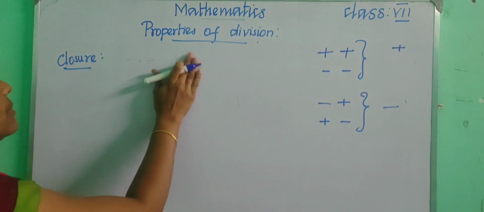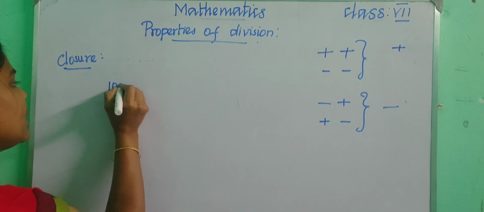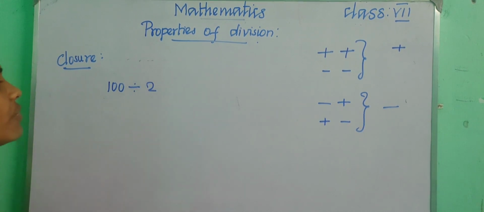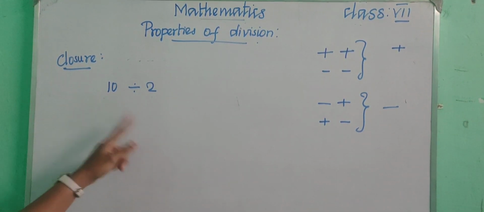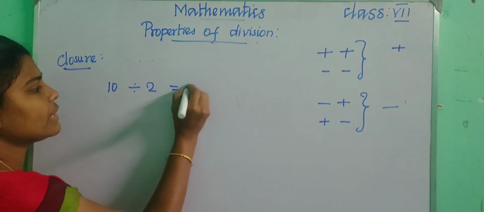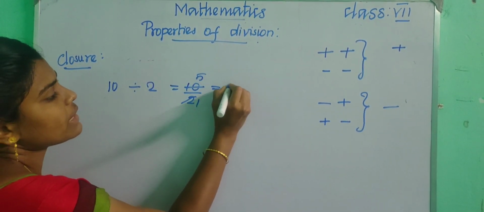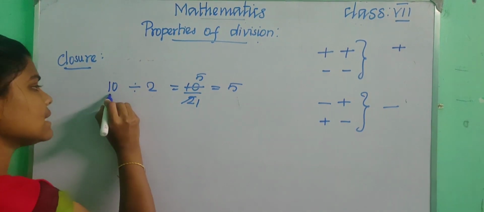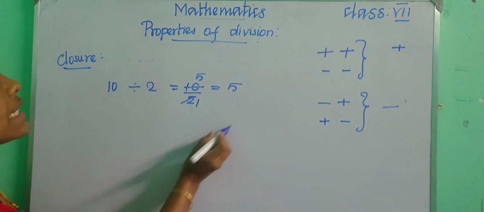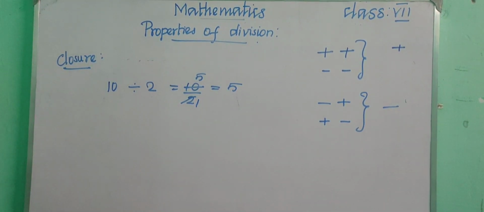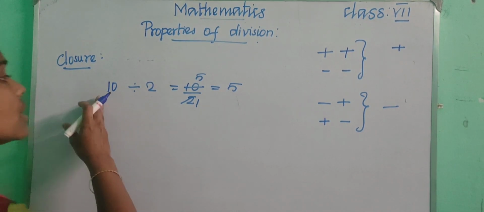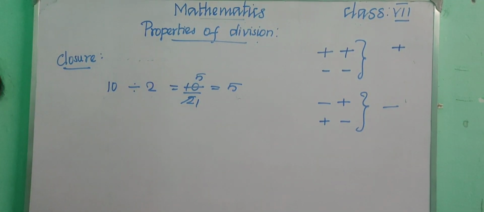See, 10 divided by 2, simply we can choose simple numbers. 10 divided by 2 means 1 2 is 2 and 5 2s are 10, right? So we'll get the answer as 5. So 10 is an integer, 2 is an integer and also 5 is an integer, right? So that we can say now it is closure.